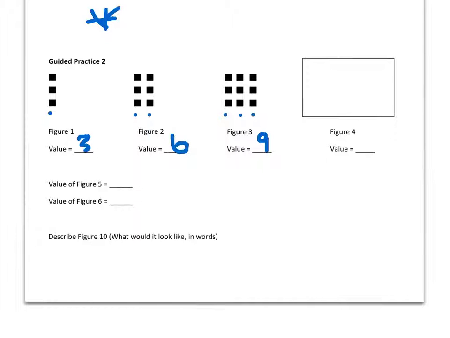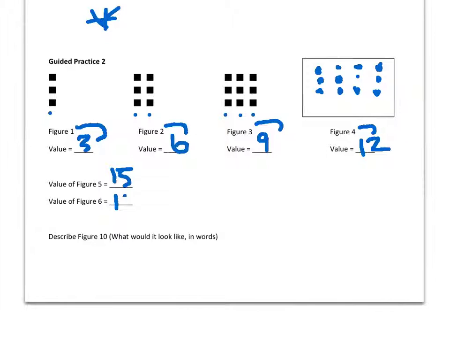So I'm seeing a pattern here that you times the figure number, which is 1, times 3 to get the answer. So figure number times 3, so 2 times 3 is 6, and 3 times 3 is 9, so 4 times 3 is 12, and then if I had to draw it, I would do 4 columns of 3. Okay. And then value of figure 5. Well, it's 5 times 3, so that's 15, and 6 times 3 is 18, and then I want you to describe that on your own.